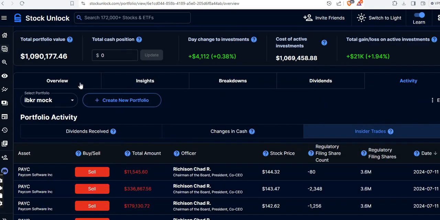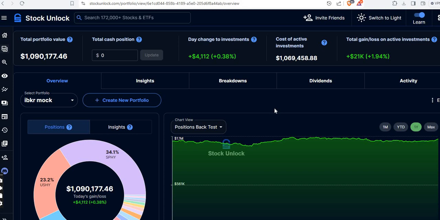So again, that is Stock Unlock. Obviously, you could dig a lot deeper, but again, I'm already at 22 minutes here. I think that's long enough.